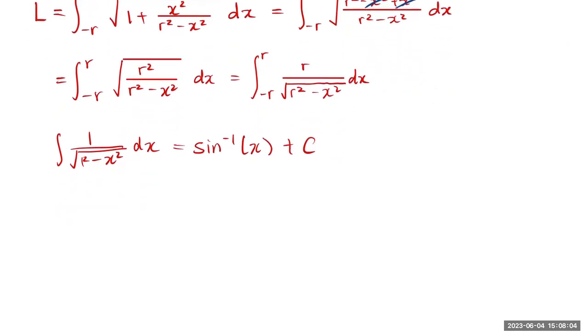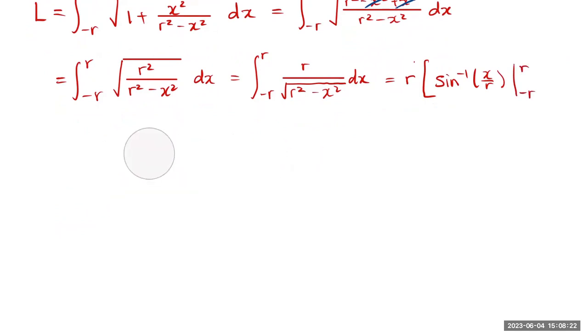So this is just going to be equal to r times the sine inverse of x divided by r, from x equal to negative r to r. So that's one way you could also visualize this. To avoid any kind of trig substitution, you could just go ahead and do that if you know the integral of it. All right, so then we would just have r.